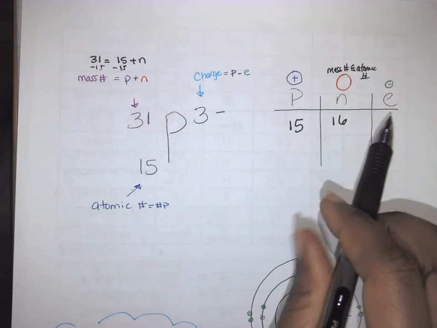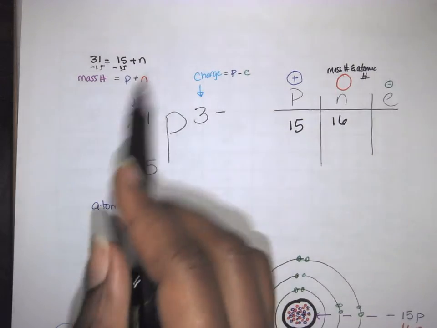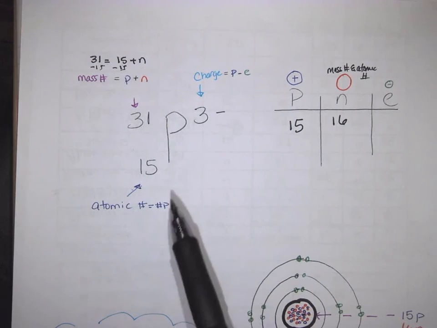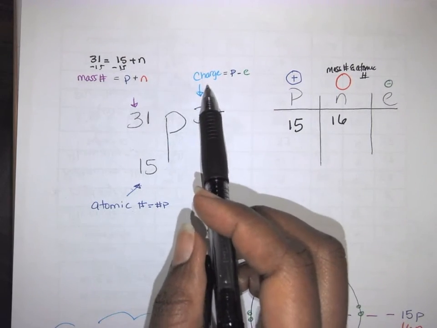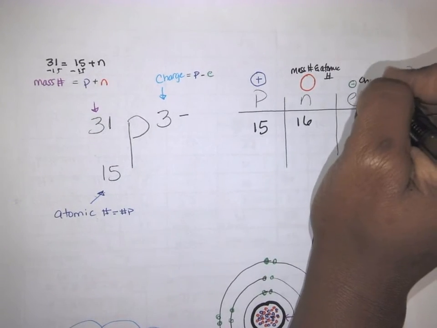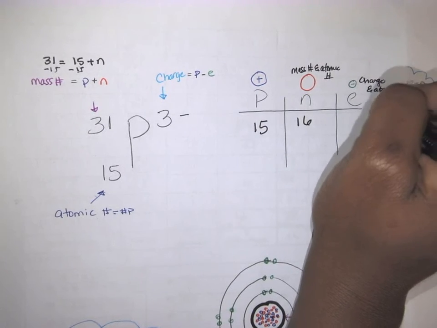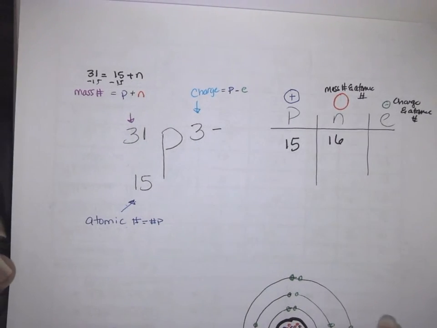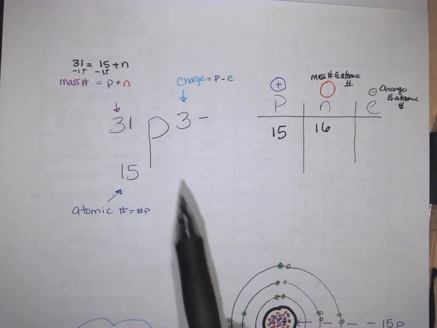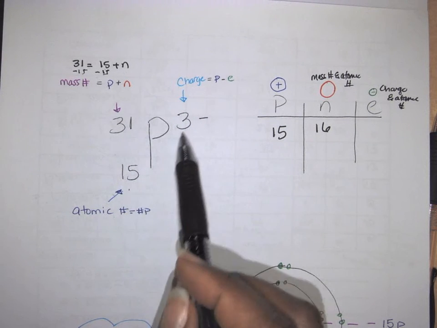All right, the final number we need to look at are the electrons. So for the electrons, which of these numbers are we going to use? Remember that for the electrons, you're going to use both the charge and the atomic number. All right, so the charge here is -3, and the atomic number is 15. How do we use those pieces of information?